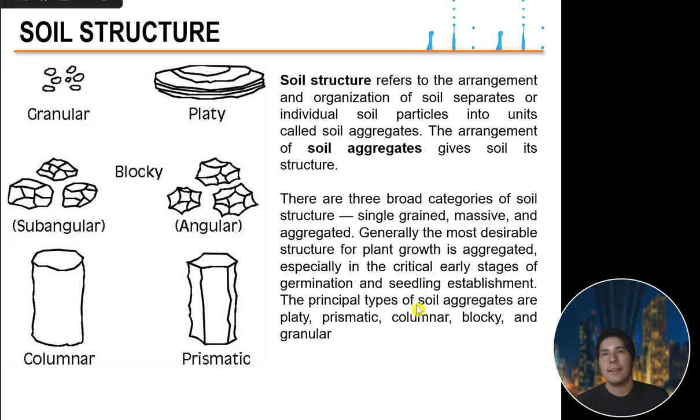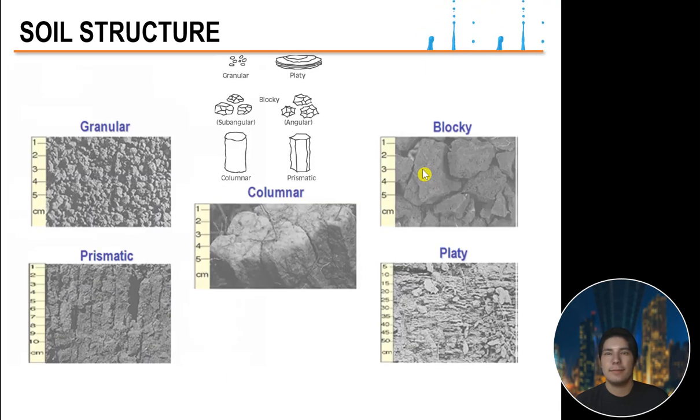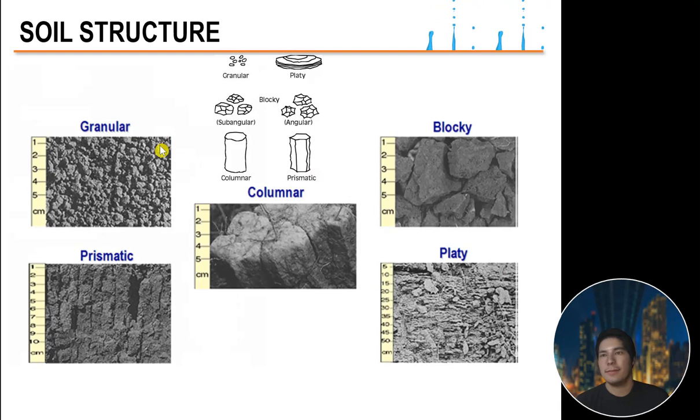The principal types of soil aggregates are platy, prismatic, columnar, blocky, and granular. So this is the appearance of granular and platy. For blocky, we have subangular and angular. And we have columnar and prismatic. So this is the appearance of granular.